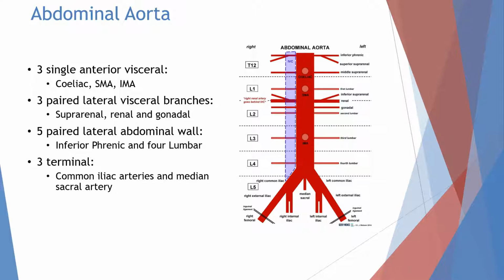The other significant branch that's given off is the most inferior branch that's given off posteriorly at the bifurcation, which is the median sacral artery that goes on to supply the sacrum. It's worth mentioning here as well that at the bifurcation where we have our iliac arteries, these will bifurcate further into our internal and external iliac arteries to supply pelvic contents and then the lower limb respectively.